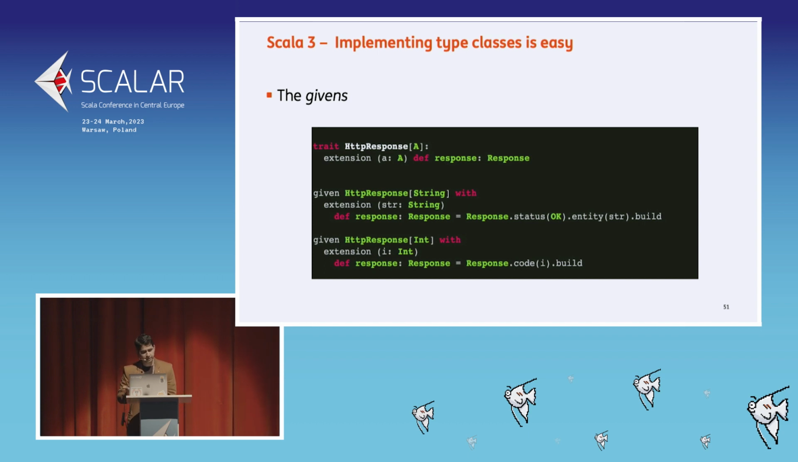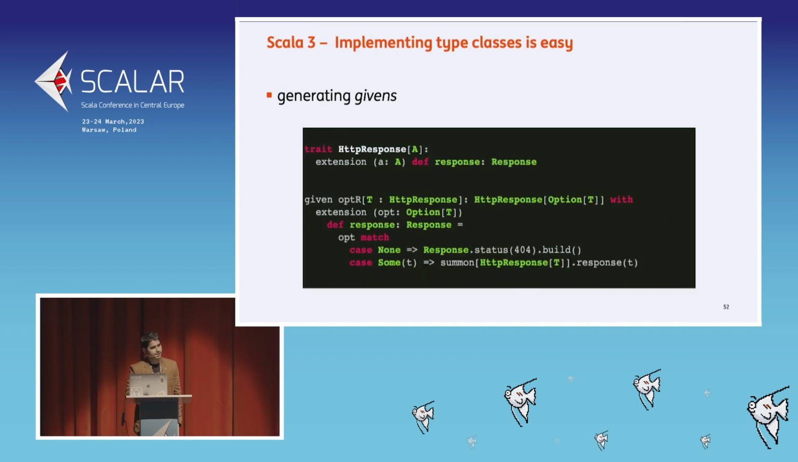Once you have specific givens for some types, you can use the existing givens to generate new instances. And that's the key here, that you can use existing types to generate new types. So if you see the example, what we want to do is use an HTTP response of type T to generate an HTTP response of type option of T. And that's what that opt_r is basically doing.